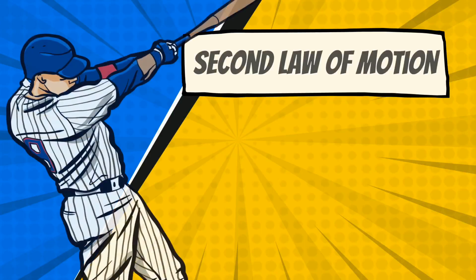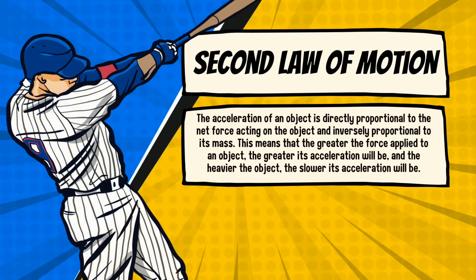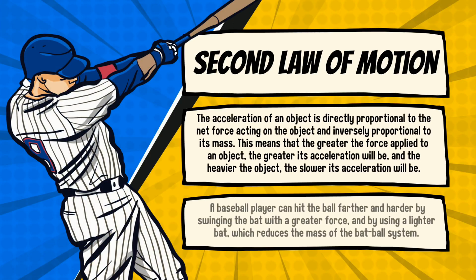Newton's second law states that the force of an impact or throw is directly proportional to the mass and acceleration of the object. In other words, the greater the force applied to an object, the greater its acceleration will be. However, the heavier the object, the slower its acceleration will be. This can be seen in examples from a baseball player swinging a bat to an astronaut pushing off a spaceship. To gain a better understanding of this law, let's explore it in more depth.